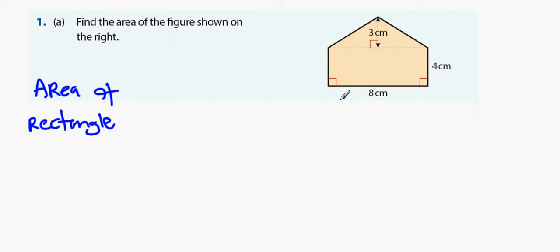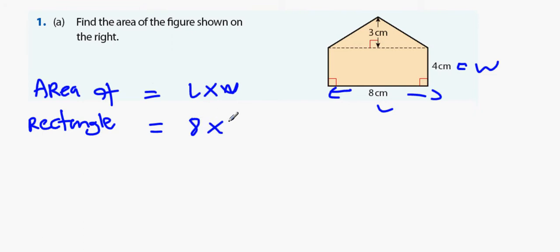The length is going to be 8 and the width is going to be 4. So length multiplied by width, which is going to be 8 multiplied by 4, 8 centimeters multiplied by 4 centimeters, and that gives us 32 centimeters squared. So this here is 32 centimeters squared.